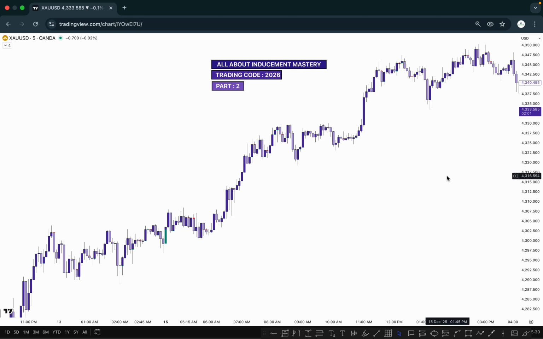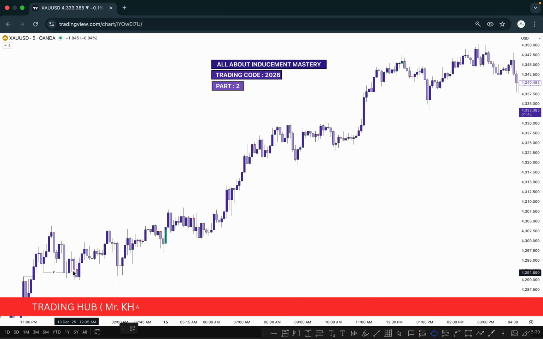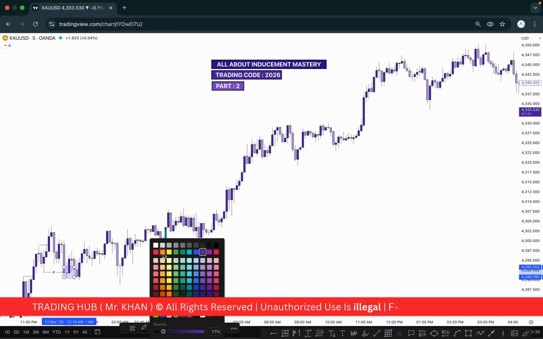In this case, if I start from the bottom of the structure, look at this one. Price creates a higher high here, again a higher high here, and later what happened here? The market breaks this low. What is this one? This is called an inducement right here. So this is our inducement. Once the market takes out this low, we can consider this an inducement.